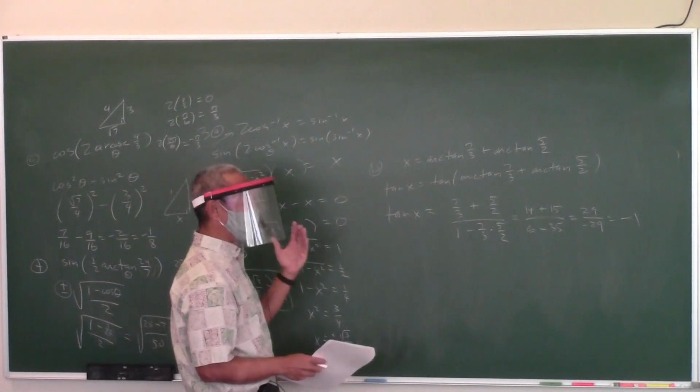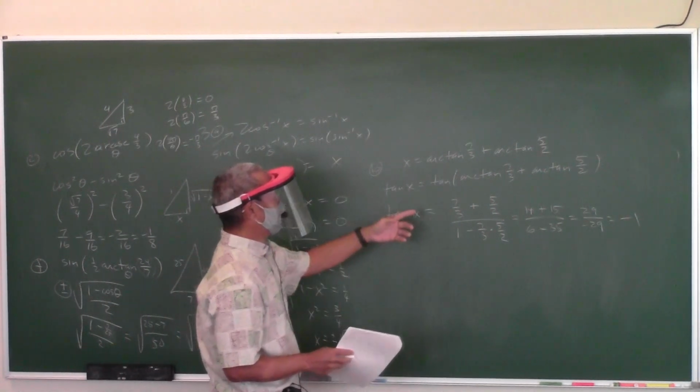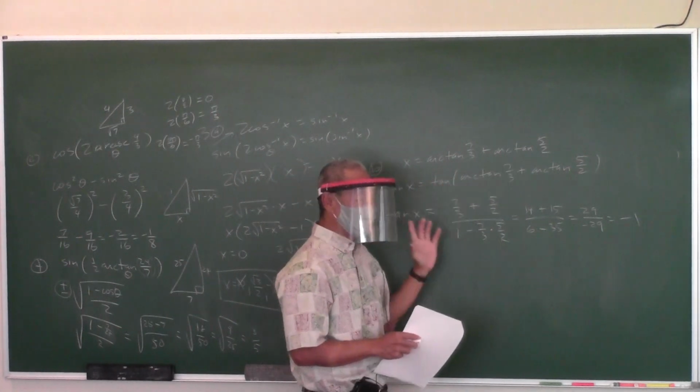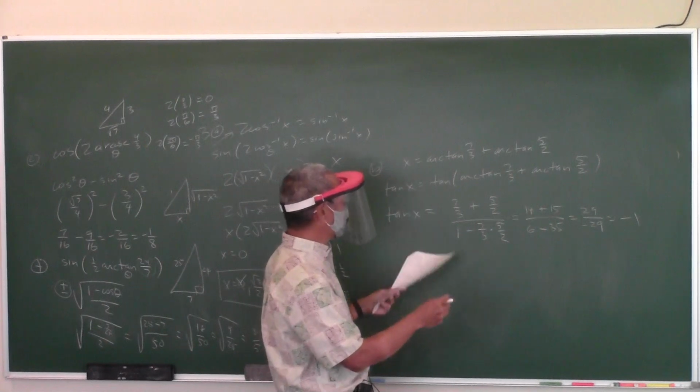Okay, so now tangent of what angle is negative 1? Some of you are still putting the wrong one. Because how can you add two positive angles up and get a negative? Cannot. So that's why I told you guys, draw the picture.